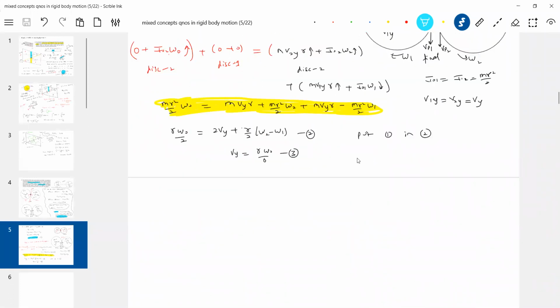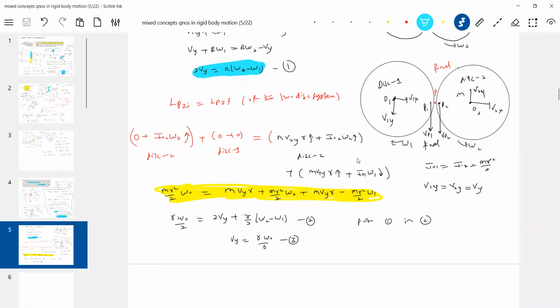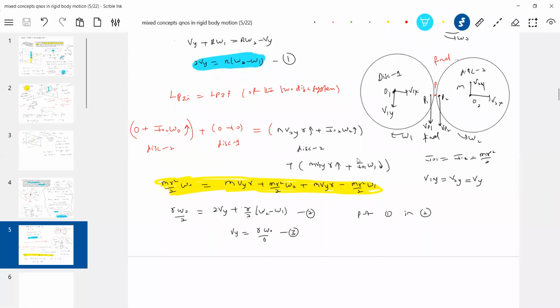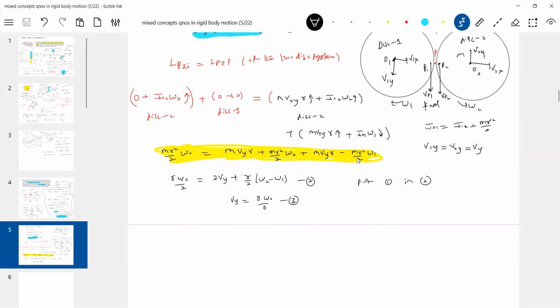So let's go for the angular momentum on the individual disk, the angular impulse. What is the initial angular momentum on disk 2? I'll write it. Disk 2. Initial angular momentum I naught omega naught minus an impulse J into R. And finally it will become I naught omega 2. Then similarly, an impulse will act on what? So this is on disk 2.